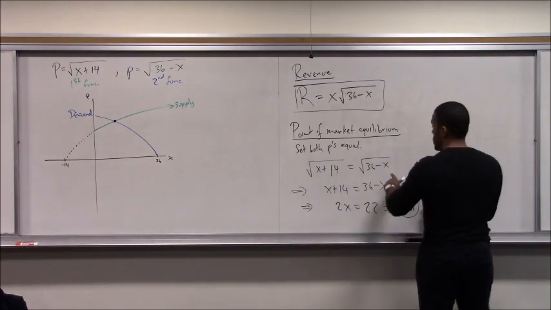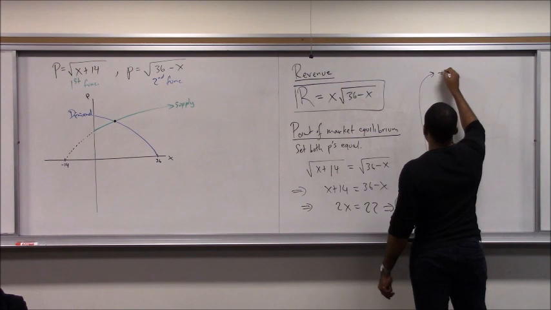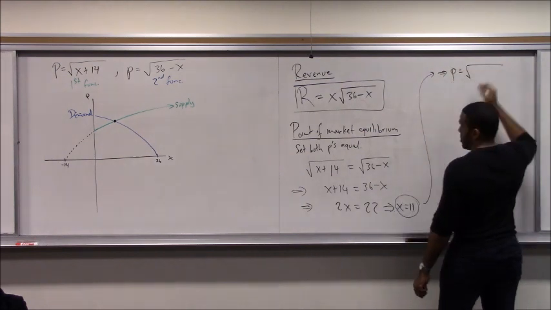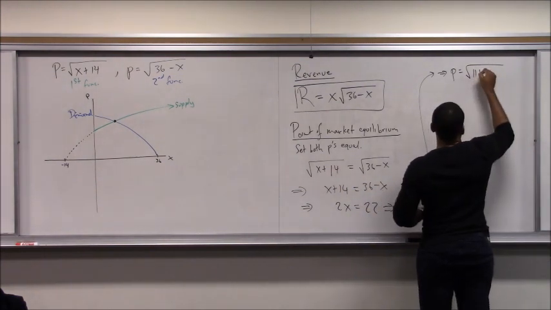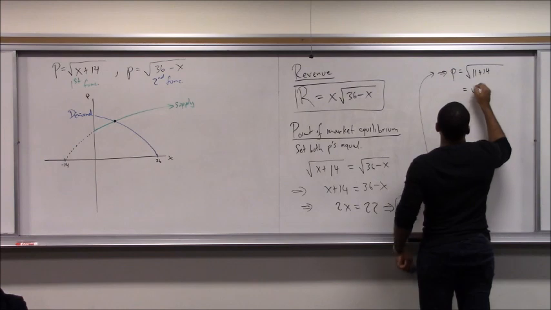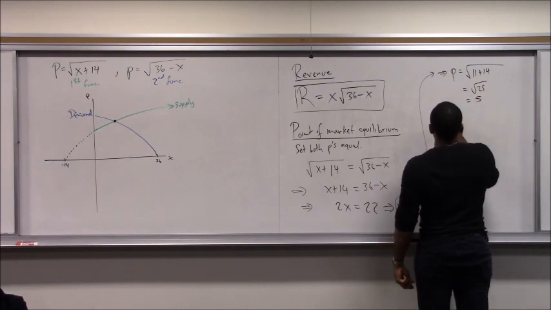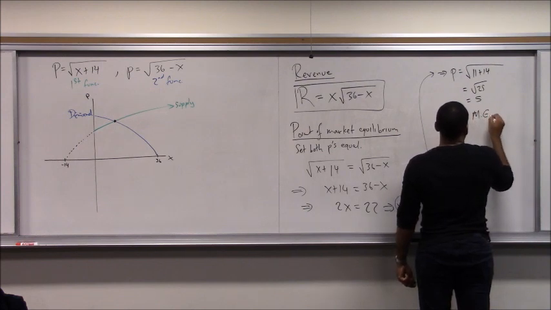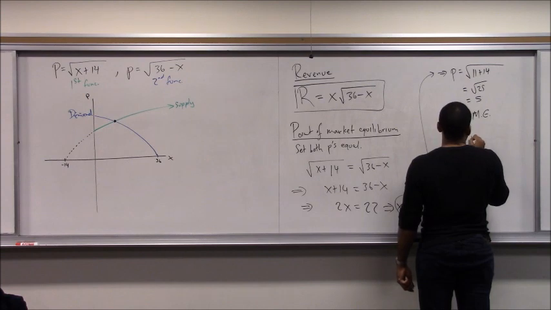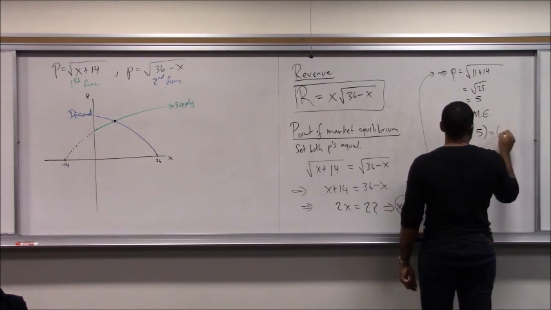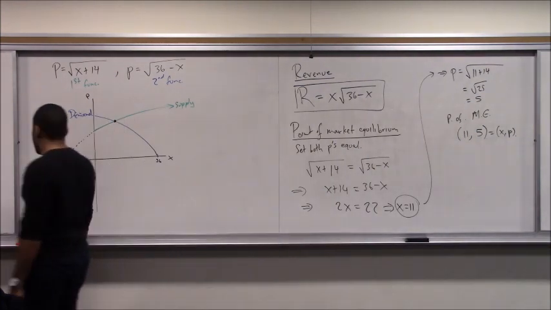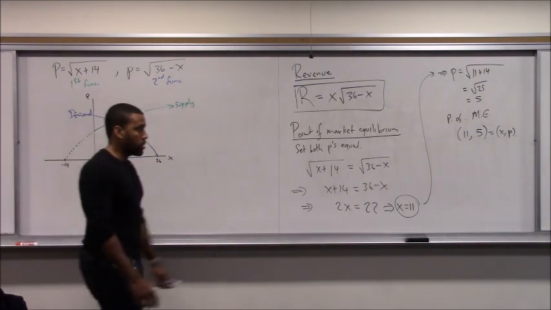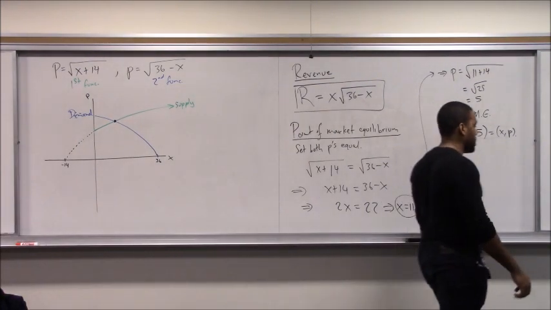And again, you can use either one of these to figure out the p. This implies your p would be, let's say I use the first one, just because. So it's the square root of 11 plus 14, that would give us the square root of 25, which is 5. So the point of market equilibrium is going to be x is 11 and the price is 5. So the equilibrium price here is $5 and consumers will consume 11 products at that price.